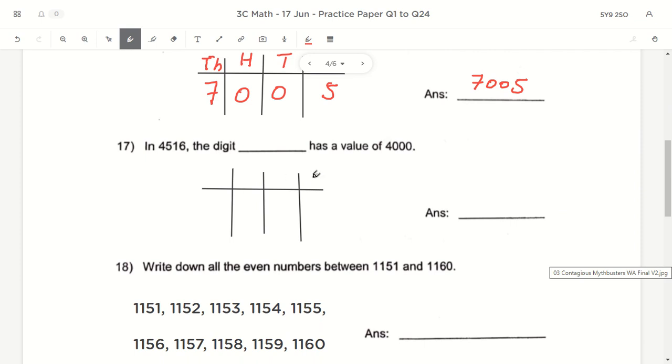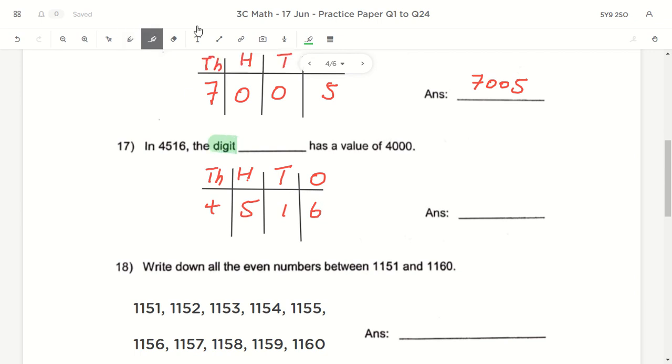Over here, 4,516. So let's use our place value chart. Ones, tens, hundreds, thousands. 4,516. Which digit? I'm asking you for digit. Again, some of you may have forgotten what a digit is. A digit is from 0 to 9. 10 is not a digit. 10 is a number made out of digit 1 and digit 0. So a digit is just 0 to 9. In this number, the digit that has a value of 4,000, we know that it is this that makes 4,000, so the digit is 4.